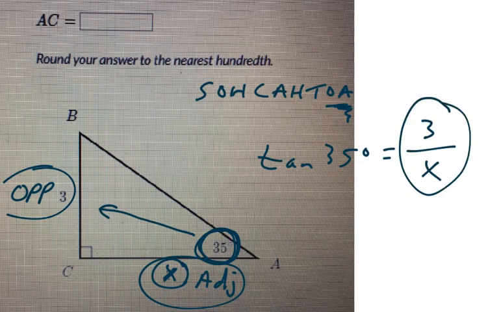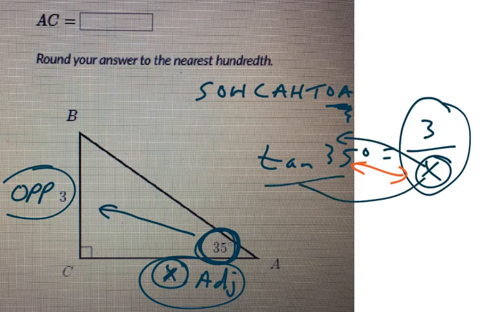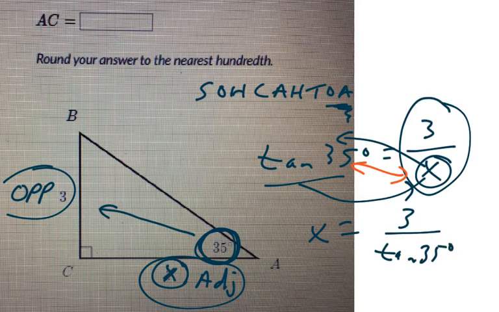See how this is upside down? So what are we going to do? What you're going to do, guys, is when it's backwards, just switch these two. In other words, I'm going to put X here and the tangent of 35 there. X is simply 3 over the tangent of 35 degrees. 3 divided by tangent 35 degrees.